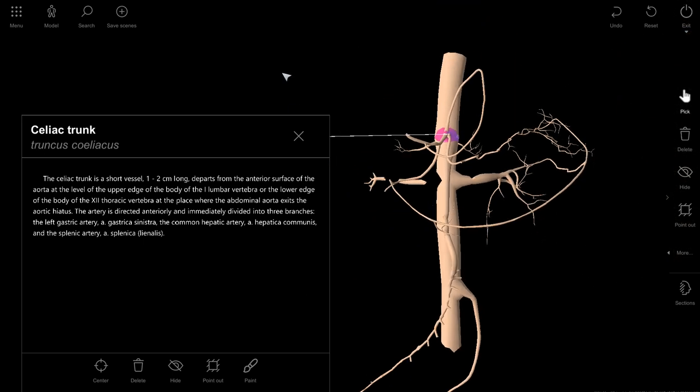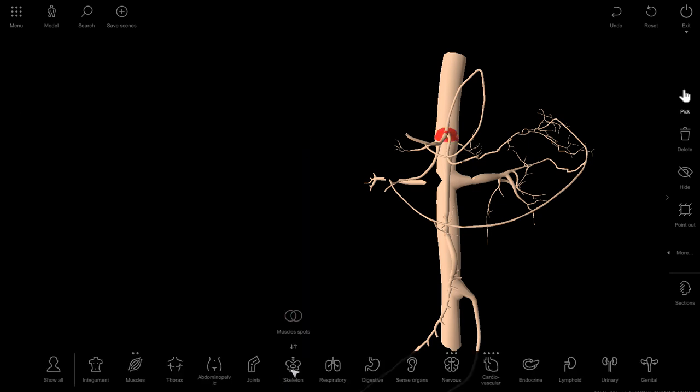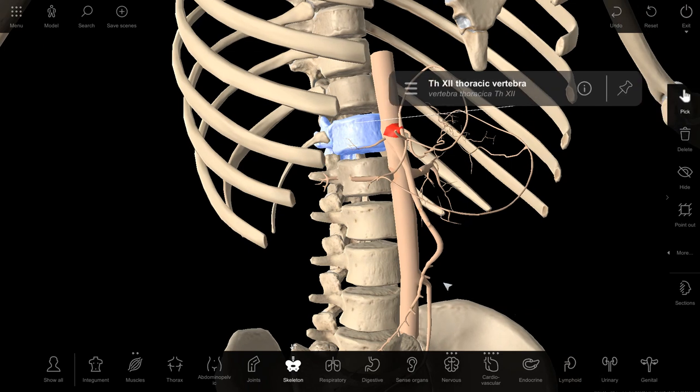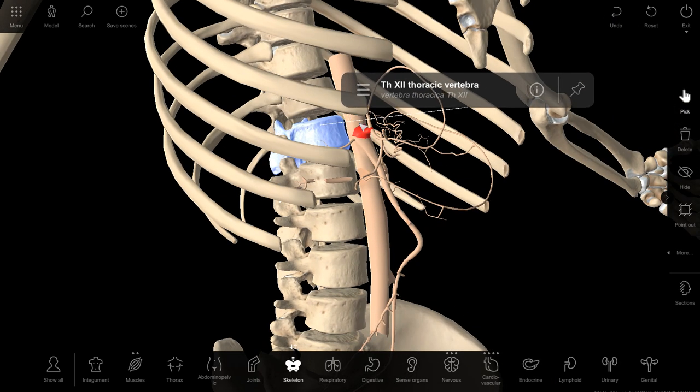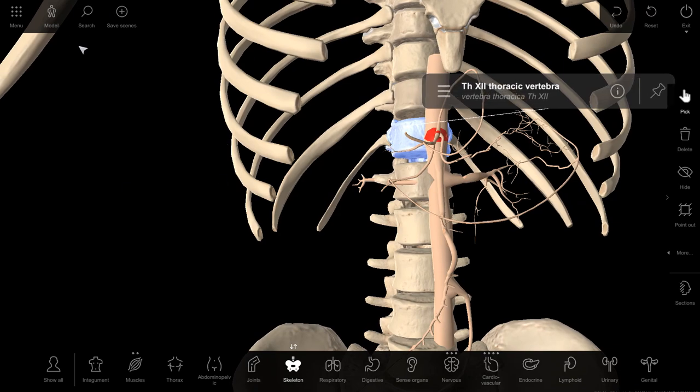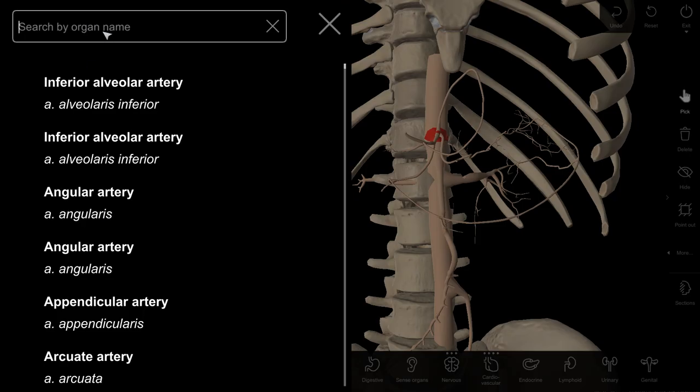First of all, again, we shall use the skeleton, and let's try to count. This is 12th thoracic vertebra. So truncus celiacus really in this model is lying on the level of 12th thoracic vertebra. And again, we shall use the diaphragm.